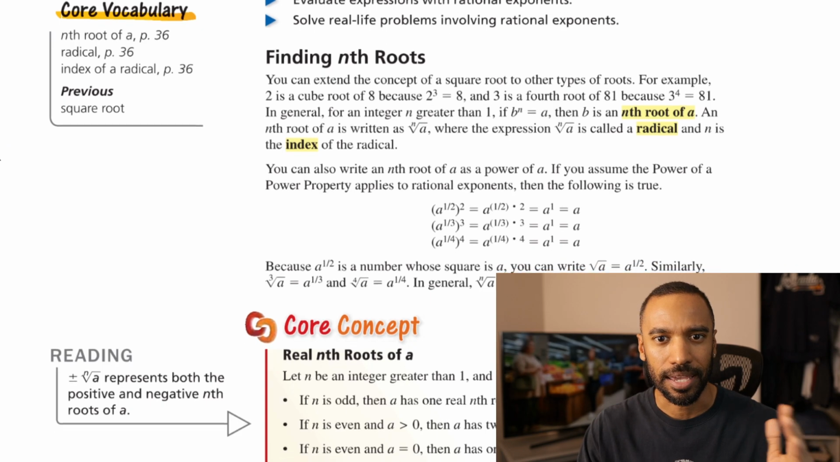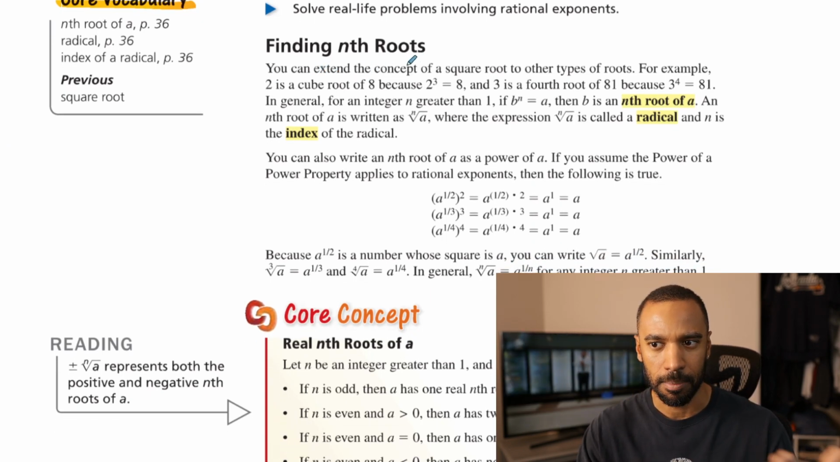I kind of sight read this stuff, so I don't exactly know how they're going to talk about it. Let's take a look.